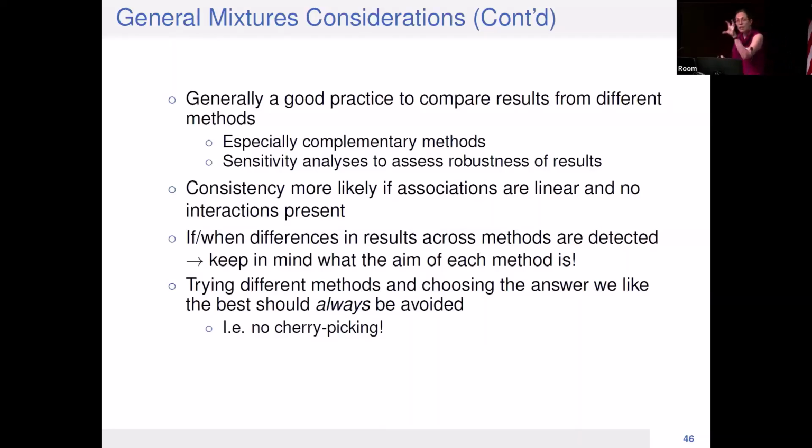But within a research question, there are multiple methods that can help us. So we need the sensitivity analysis to assess the robustness of our results to the choice of method. Consistency is more likely across research questions if the associations are linear and no interactions are present, but by no means is it guaranteed. And we need to keep in mind that when we detect differences across methods, that could be because they were developed for different research questions.